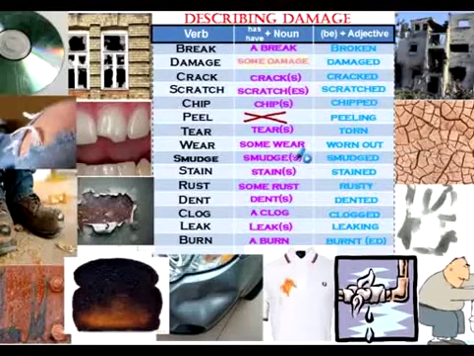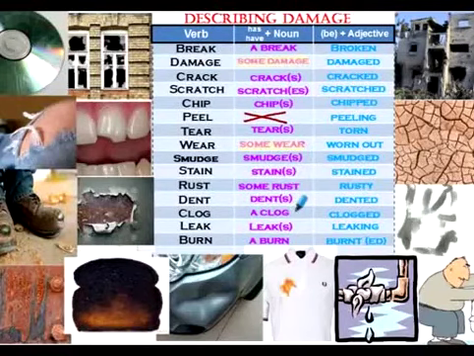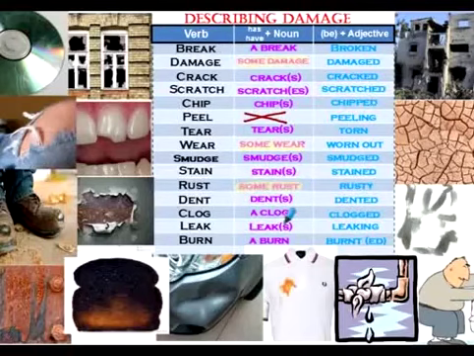We have another one that's non-count. For example, wear. I'm never going to say it has a wear. No, because I can't count it. So I'm just going to say it has some wear. Same thing with rust. I cannot count rust. It's non-count, that noun. So I have to say it has rust or some rust. Okay? So those are the non-count nouns.